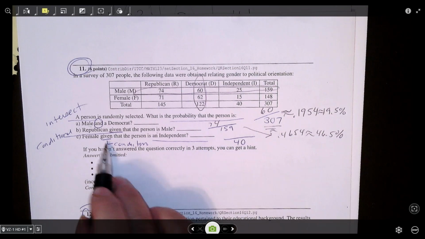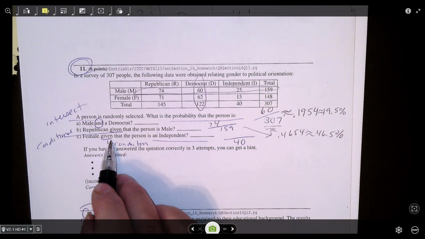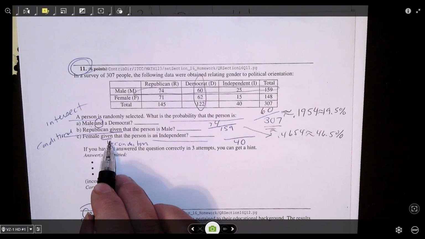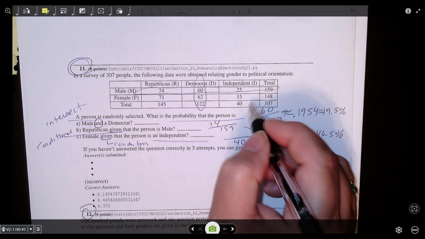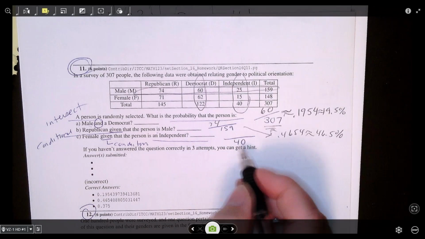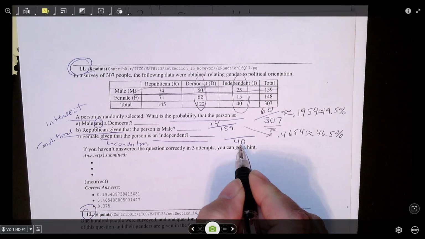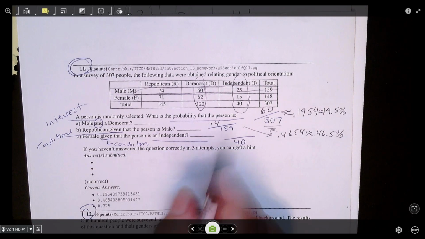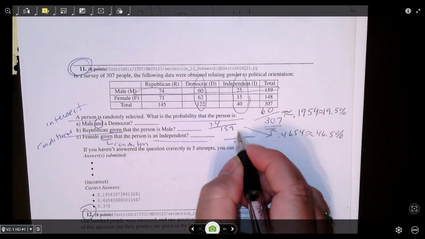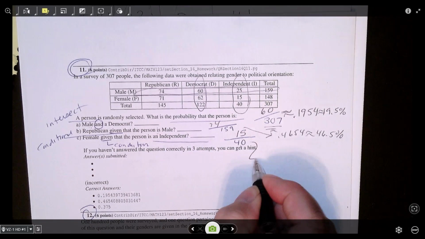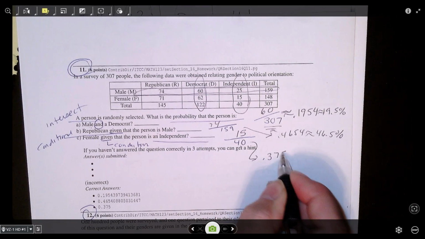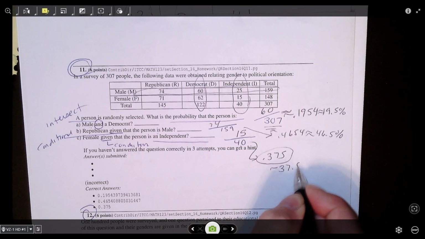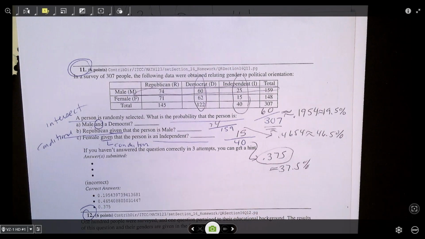Okay. A female, given that the person is an independent. There's our conditional again. So we know they're independent, so we're only looking at this column. Our denominator is 40. And out of this 40, how many are females? Would be 15 over 40, 0.375, 37.5%. Okay.